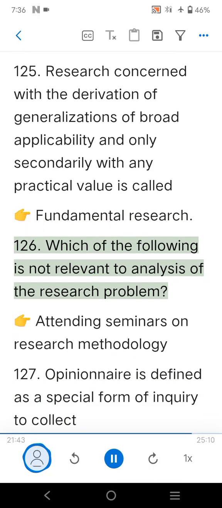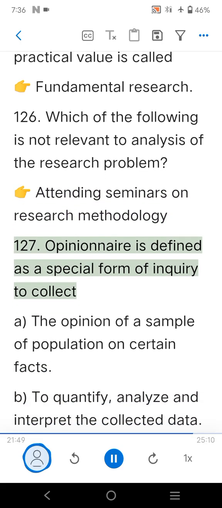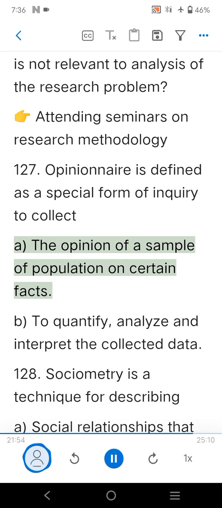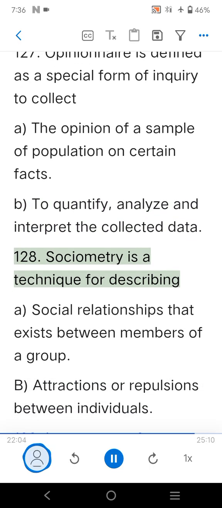126. Which of the following is not relevant to analysis of the research problem? Attending seminars on research methodology. 127. Opinionaire is defined as a special form of inquiry to collect A. The opinion of a sample of population on certain facts. B. To quantify, analyze and interpret the collected data.